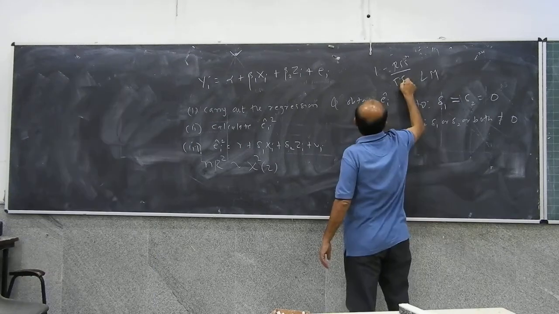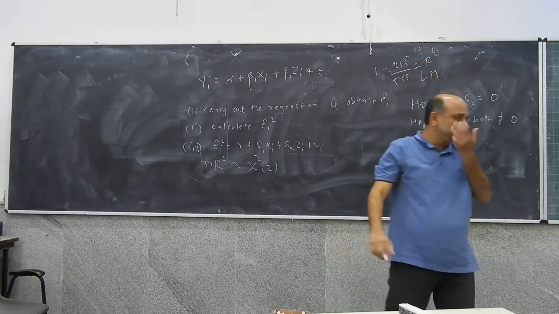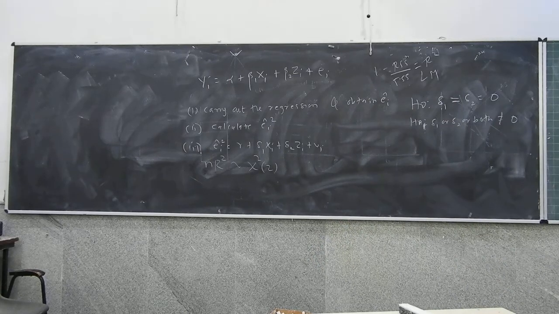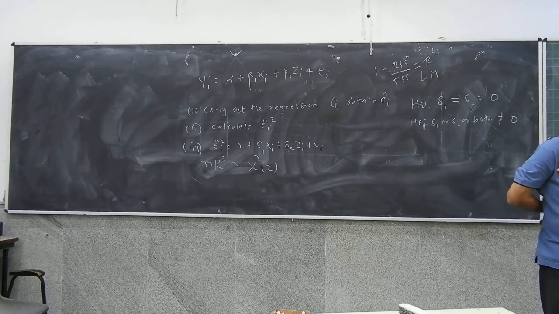The R square is 1 minus the residual sum of squares upon the total sum of squares. You know what the residual sum of squares is? Summation e hat i squares. I explained to you what an R square is and what it does. So n R square is chi square with 2 degrees of freedom.